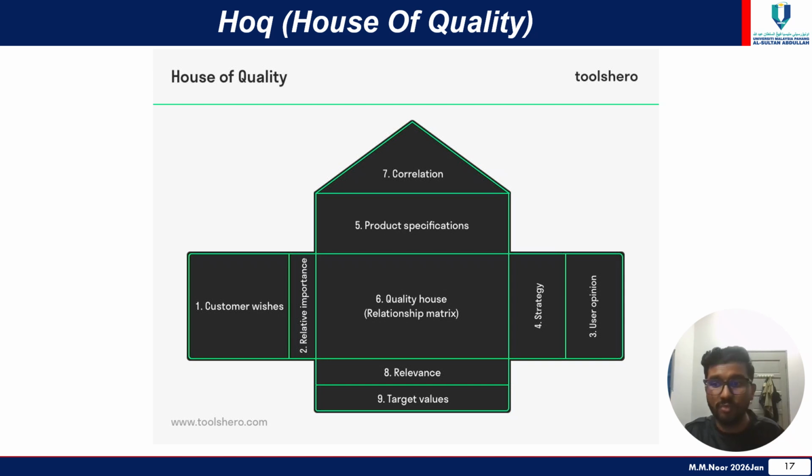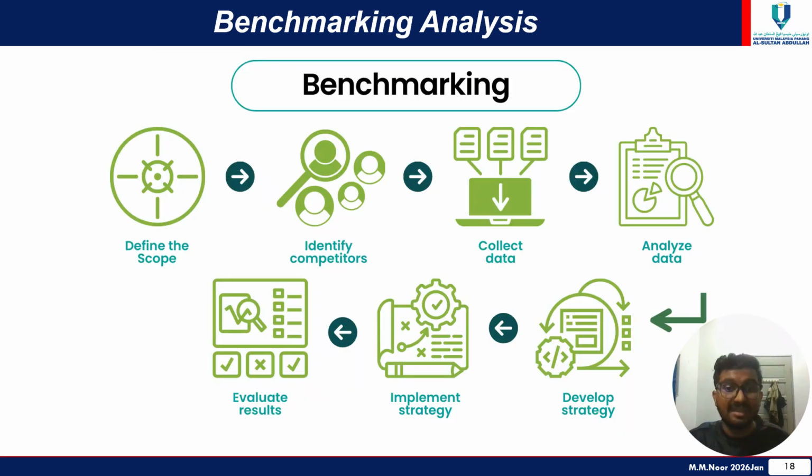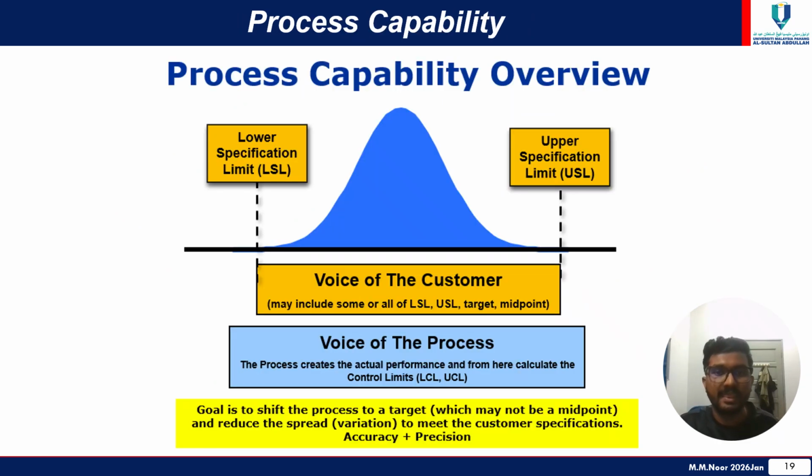Firstly is House of Quality, which is also known as HOQ. HOQ converts customer requirements into technical specifications. It helps prioritize improvement efforts based on customer importance and technical feasibility. Next is benchmarking analysis. Benchmarking compares current process performance with industry standards or best practices. Next is also process capability. Process capability evaluates how well a process meets customer specifications. Cp and Cpk values indicate process stability and consistency.